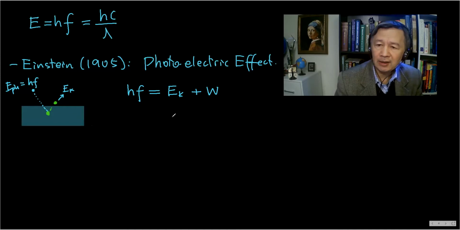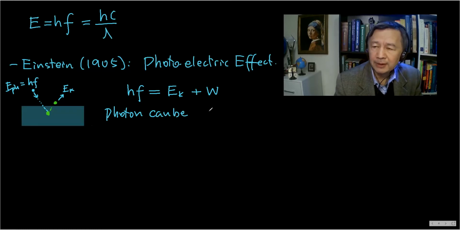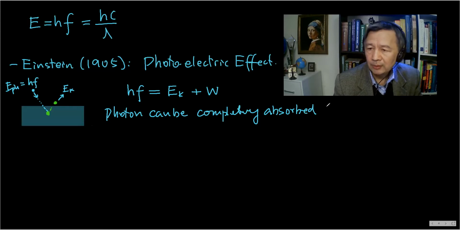So from Einstein's study, it is clear that the photon can transfer its energy to an electron. Basically the photon energy can be completely transferred to the electron. So the implication is that the photon, because a photon represents energy, can be completely absorbed by an electron.